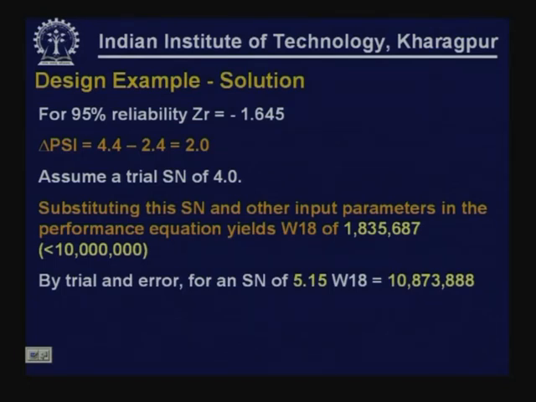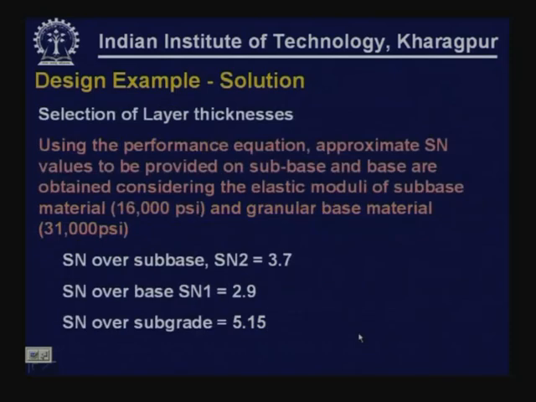Delta PSI is 4.4 minus 2.4, that is 2. Assuming a trial structural number of 4, substituting this in the performance equation, W18 on the left hand side works out to be about 1 million, which is much less than 10 million. So by trial and error, by varying the structural number value, a structural number value of 5.15 gives a W18 value of about 10.874 million. So we can consider this to be approximately satisfactory for our condition. So we are going to provide a structural number of 5.15.